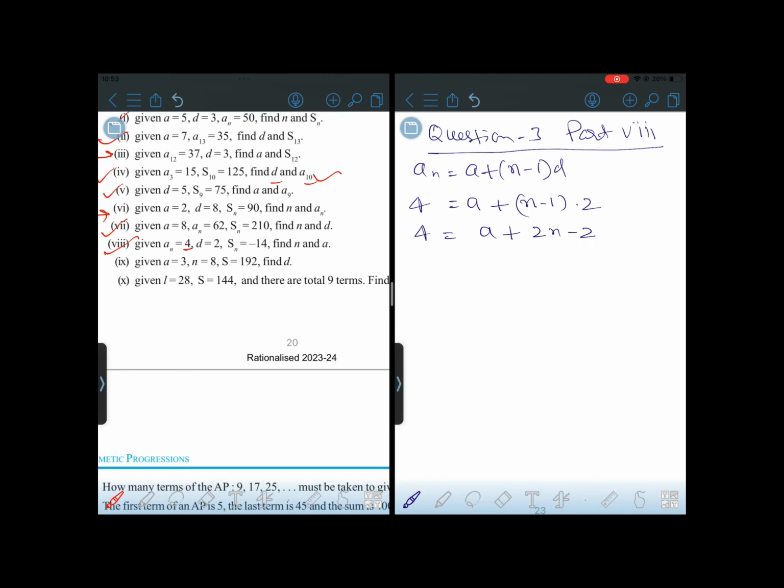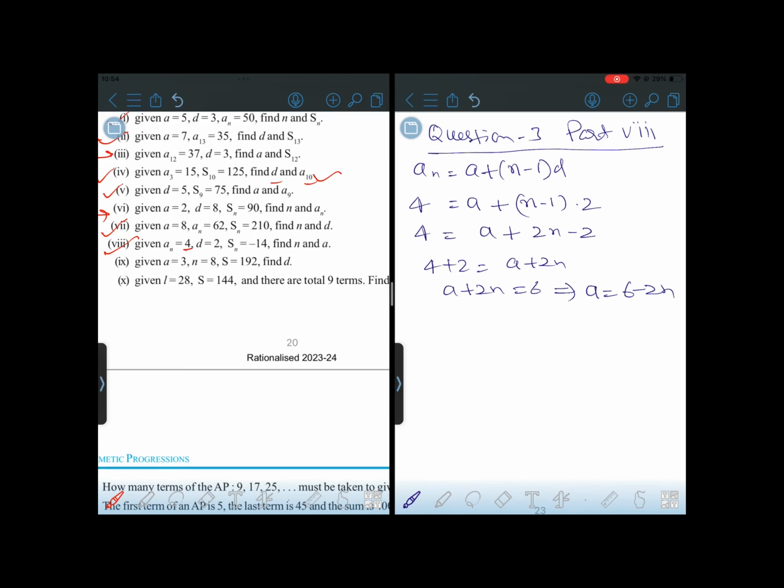Once you solve this further, that gives us 4 plus 2 is equal to a plus 2n, or a plus 2n is equal to 6. That implies that the value of a is equal to 6 minus 2n. So now we have got the value of a in terms of n.